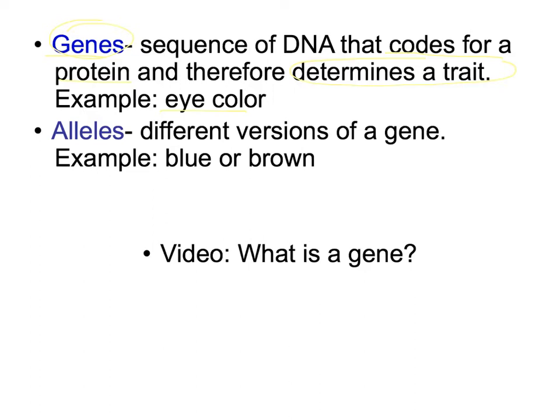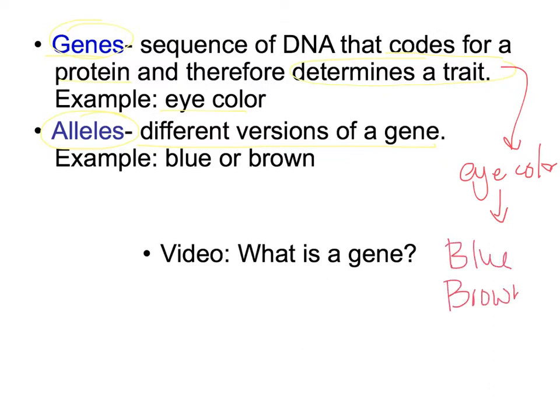Now, with that gene, we have two alleles for most genes, and those alleles are different versions of the gene. So first of all, our gene, once again, is for eye color, and then our different versions could be blue or brown. Once again, we designate the alleles with letters. And actually, brown is a big B and blue is a little b. Now, I'm going to have a link to this video, what is a gene, right in the Canvas site, so you can take a look at that for that clarification as well.